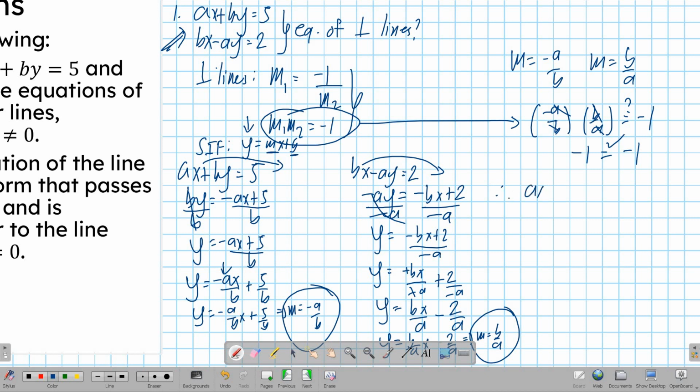Therefore, we can say that the line represented by the equation ax plus by equals 5 is perpendicular to the line represented by the equation bx minus ay equals 2. Ayan.